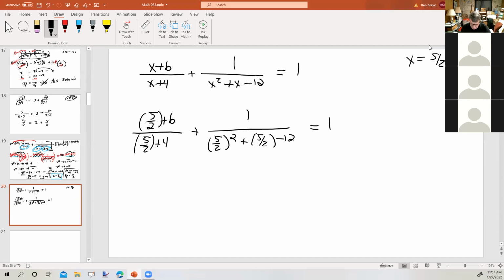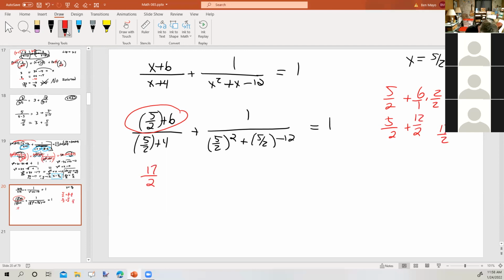Now, let's take this a piece at a time. 5/2 plus 6 would be 5/2 plus 6 over 1. A common denominator would be 2. So I'd have to multiply 6 by 2 over 2. So I'm going to get 17/2. We okay so far? All right, let's take this one. 5/2 plus 4 is like 5/2 plus 4 over 1. Common denominator is still 2. I'll take 4 over 1 and multiply it by 2 over 2, so I get 8 over 2, which is 13 over 2.